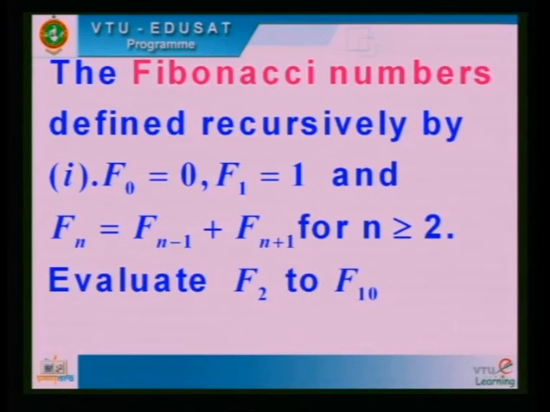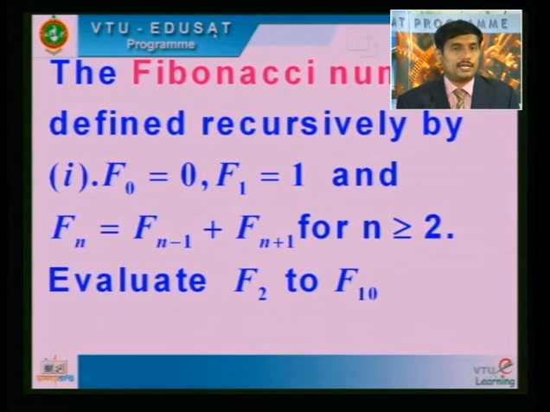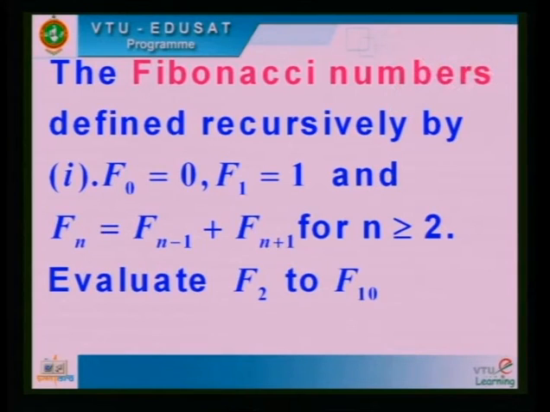Next we will discuss some important numbers, that is Fibonacci numbers. The Fibonacci numbers are defined recursively by f_0 equals 0, f_1 equals 1, and f_n equals f_{n-1} plus f_{n-2} for n greater than or equal to 2. Here we can find the Fibonacci numbers from f_2 to f_10.